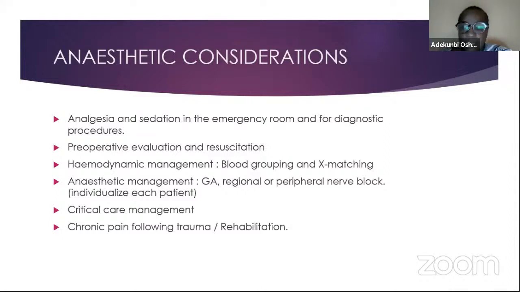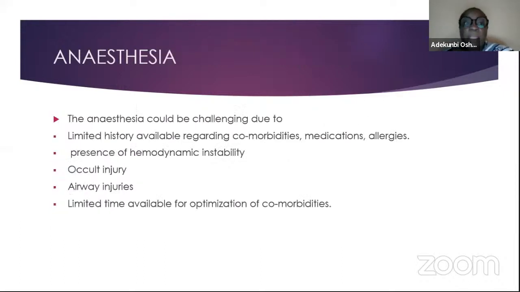These are all challenges to us as anesthetists because they come back to us with chronic pain syndrome, neuropathic pain. Anesthesia in these patients could be challenging because of the fact that we have limited history, because of their comorbidities, medications, allergies. These patients can present to us hemodynamically unstable and not properly resuscitated, and damage control surgery must be done. Occult injuries which have not been picked up on examination can also be in this patient.